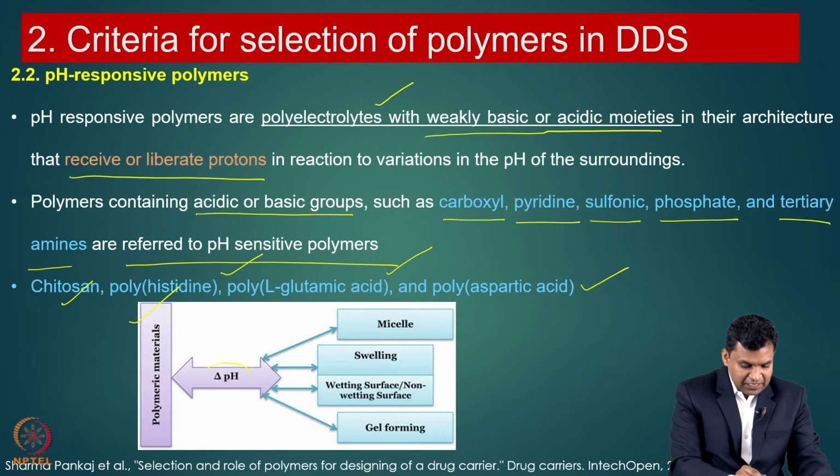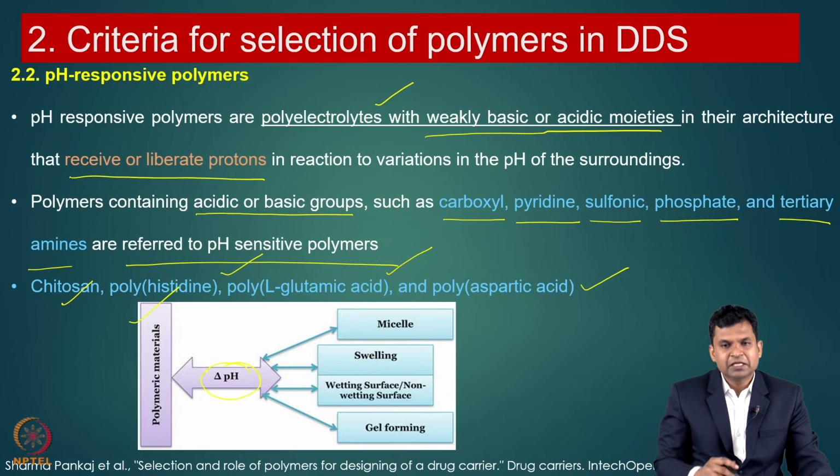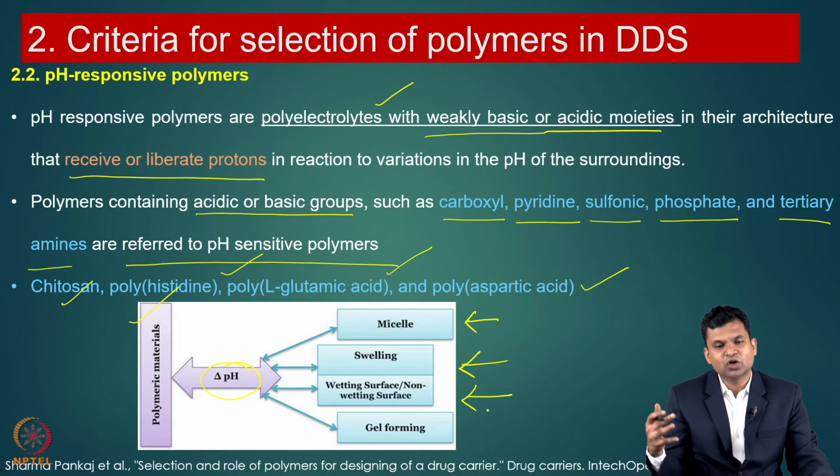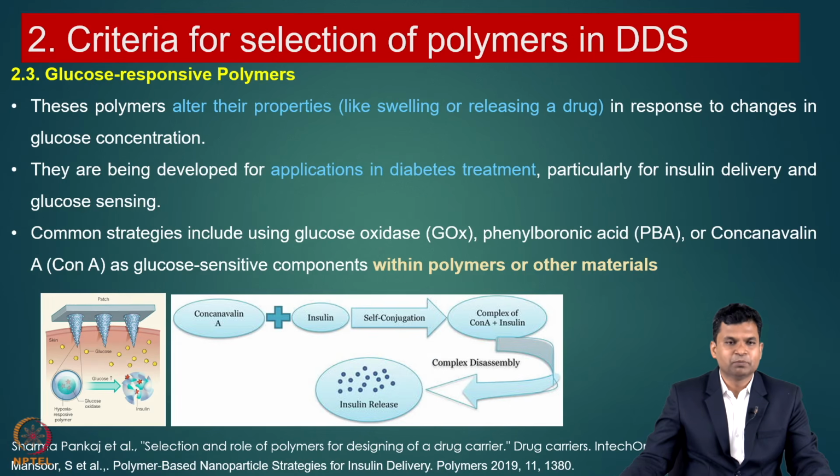When you see any change in the pH, they form self assemblies which may convert into micelles, and they will undergo swelling, and may undergo various wetting surface and non-wetting surface processes, and it may form gels. So, the pH is an important parameter while converting polymers into responsive polymers. So, the second system is pH responsive polymers.